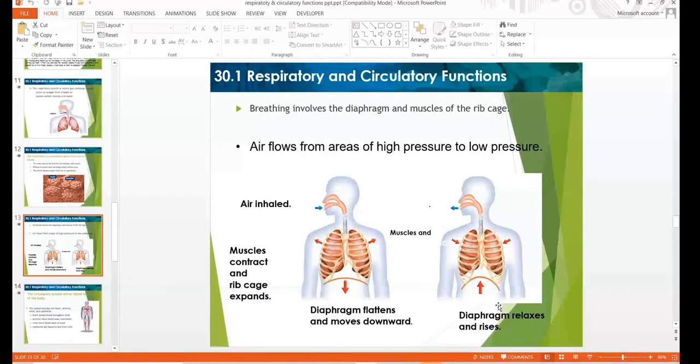Okay, so whenever you're inhaling, what happens? What happens to the diaphragm? When you inhale, the muscles of the rib cage contract, causing the rib cage to expand like this. Then the volume of the lungs increases, and the diaphragm flattens and moves downwards. The air pressure decreases, falling below the air pressure outside your body, so air moves from areas of greater pressure to areas of lower pressure and flows into your lungs. And the opposite happens whenever you're exhaling. So this is what happens when you're inhaling and exhaling: your diaphragm flattens and moves downwards, and again it relaxes and rises back.